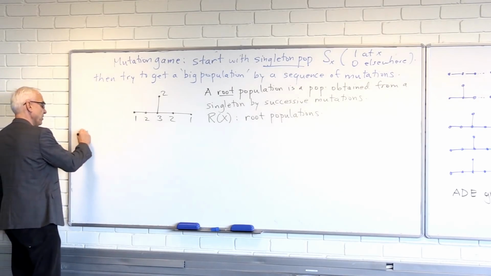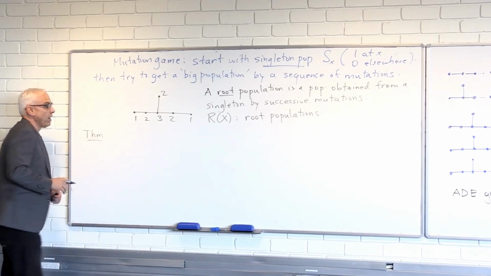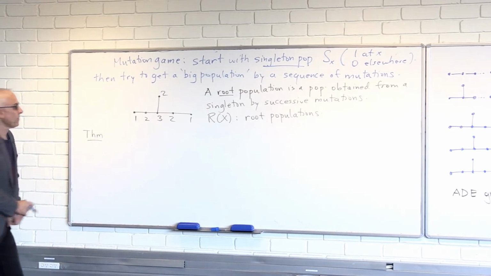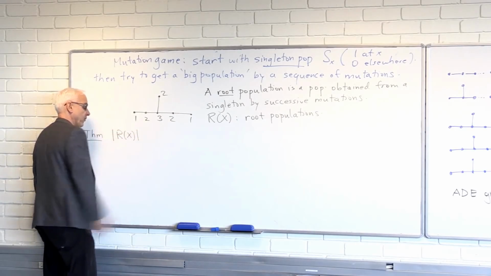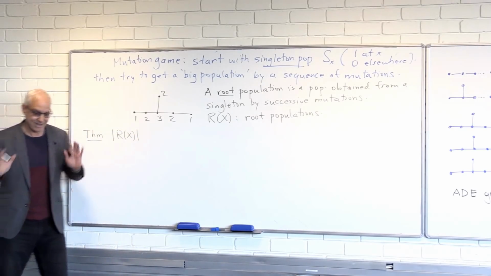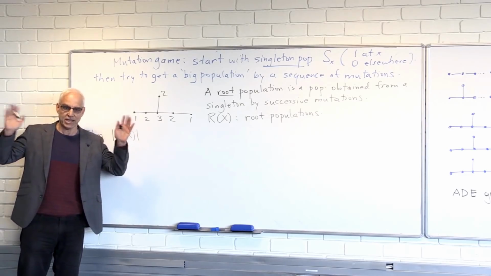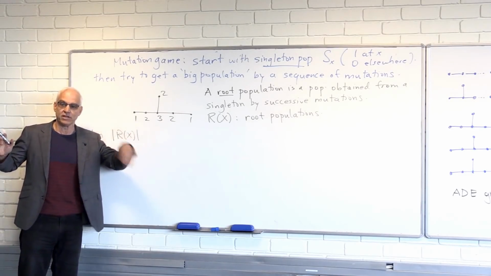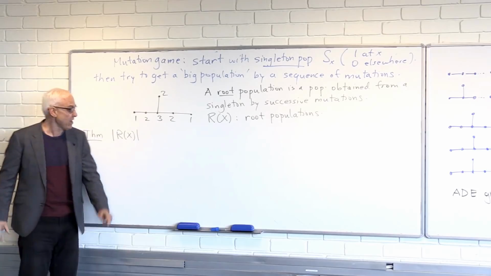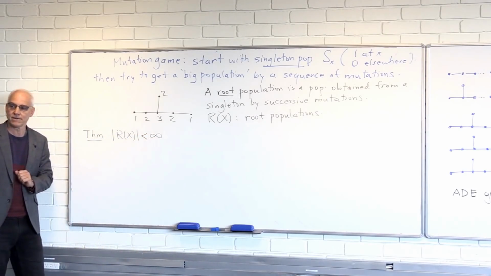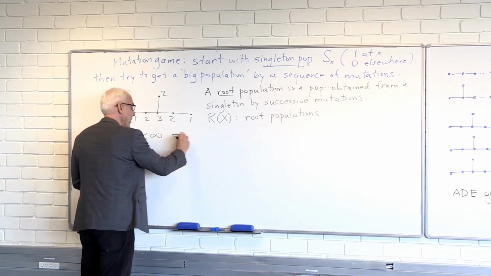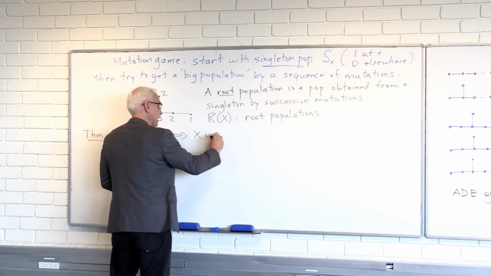Okay, so now we can mention a theorem. The theorem is that the number of elements in root population, in other words, the number of different populations that you can get by starting with a singleton and performing arbitrary mutations, is finite. It's finite precisely when X is an ADE graph.